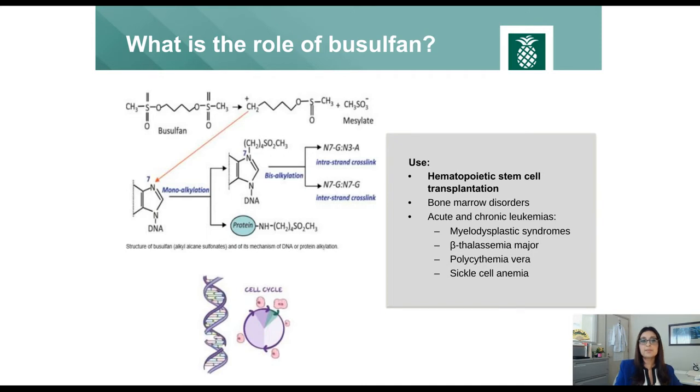Busulfan is a chemotherapeutic drug used as a component in the myeloablative preconditioning regimen before allogeneic stem cell transplantation. Busulfan prevents the immune system from rejecting the new stem cells when they are transplanted. The chemotherapeutic and cytotoxic effects of Busulfan are directly related to the alkylation of the DNA.